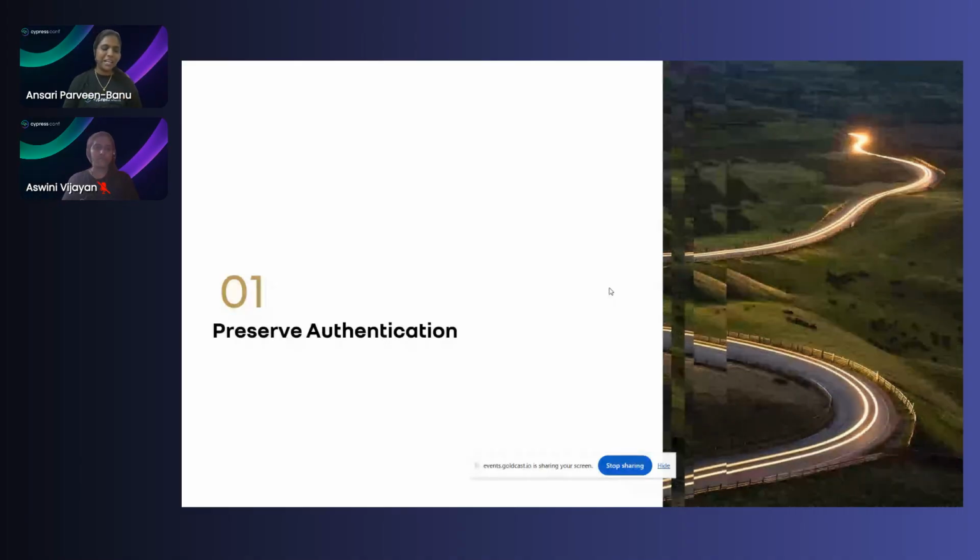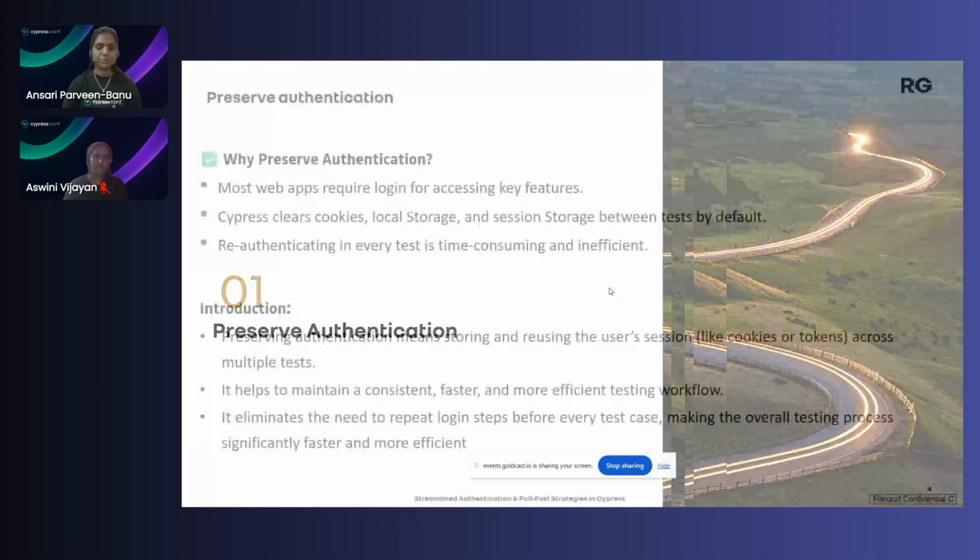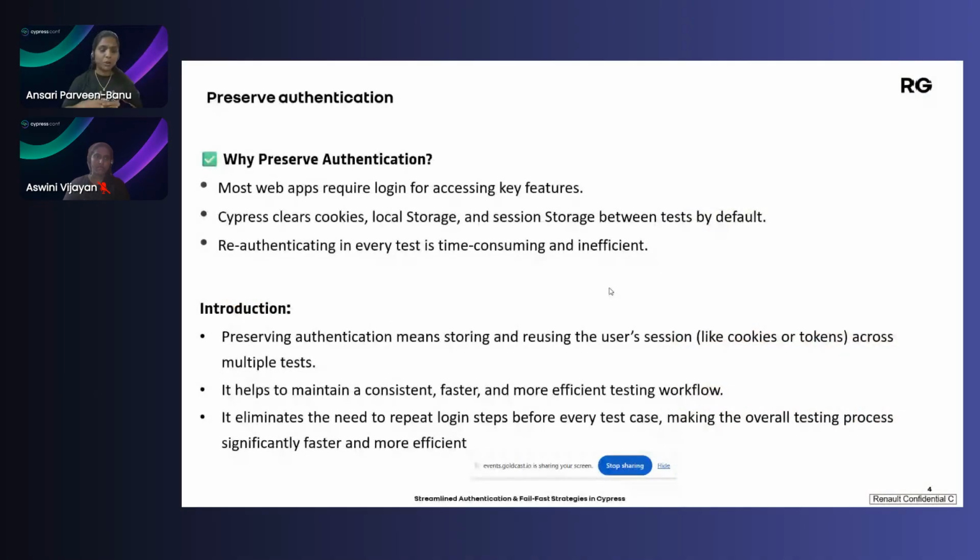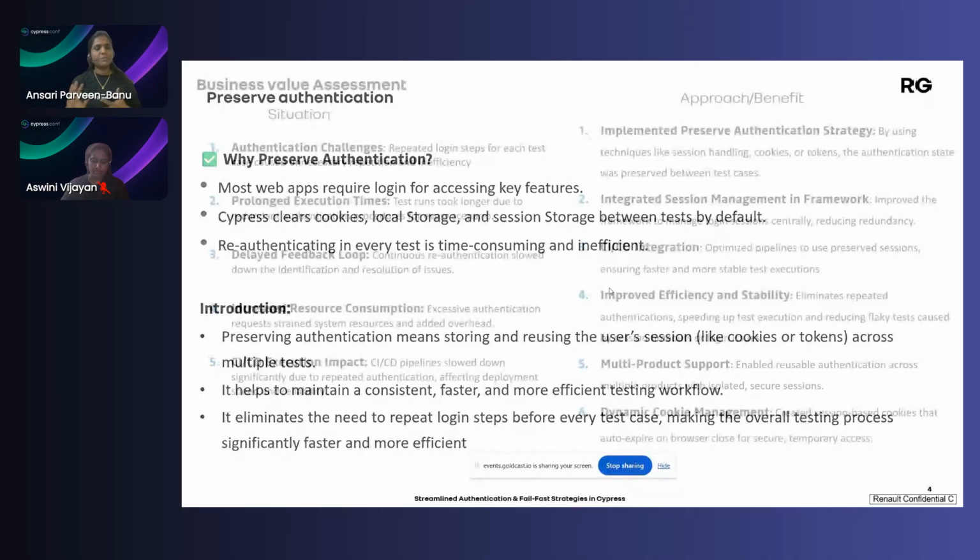So we actually tasted that inefficiency. That's where preserve authentication comes in. In simple terms, it means storing and reusing a user session, like cookies or tokens, across multiple tests. By doing this, we make our test runs faster, more consistent, and less redundant. Essentially, it eliminates the need to perform the login step every single time, streamlining the whole testing workflow and improving execution efficiency.